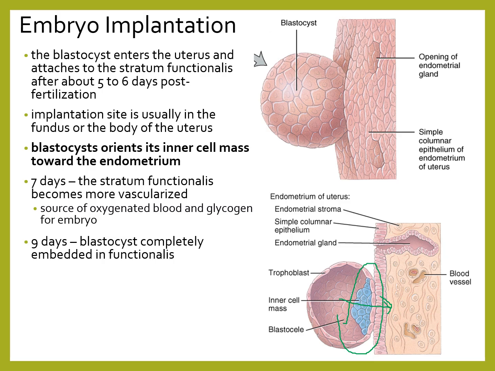At 7 days, the stratum functionalis at that implantation site is going to become highly vascularized. This is so that the developing embryo is going to be provided with a good source of oxygenated blood and also a good source of glycogen, which is going to become glucose, which is going to become ATP, which is energy you need to develop.